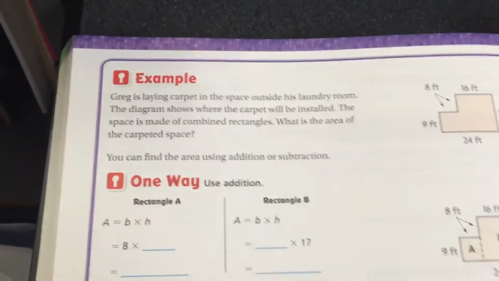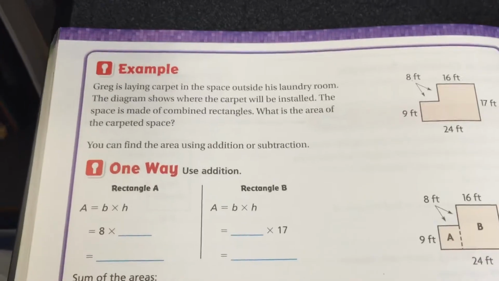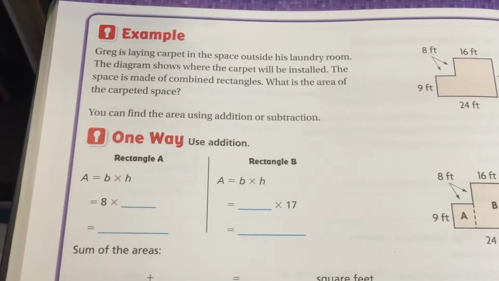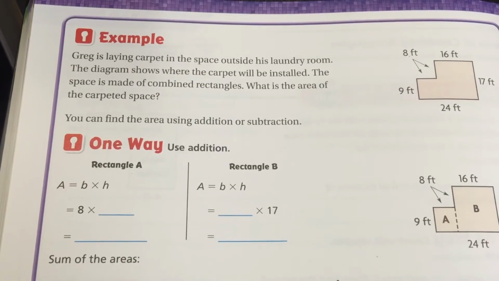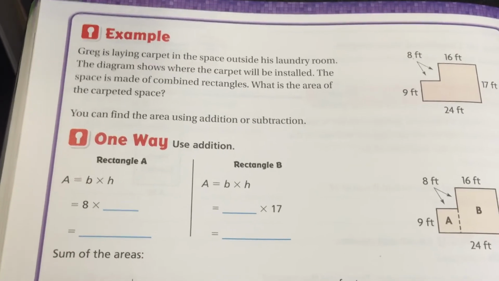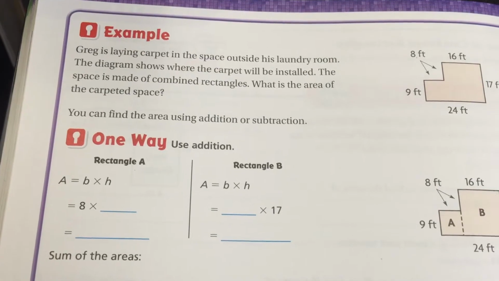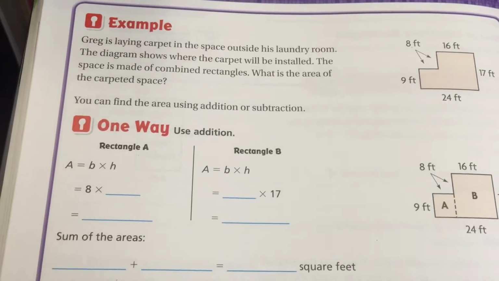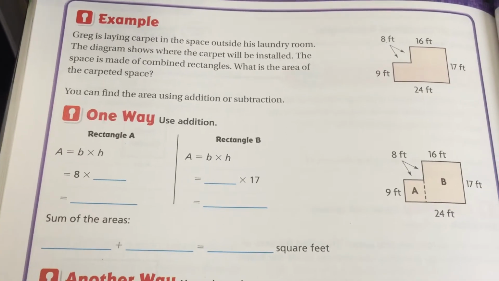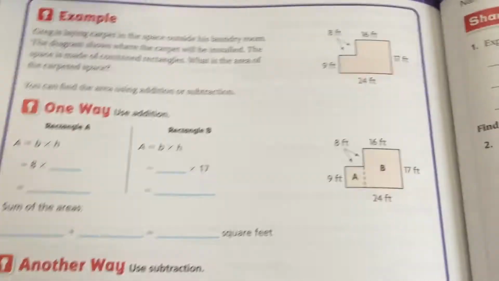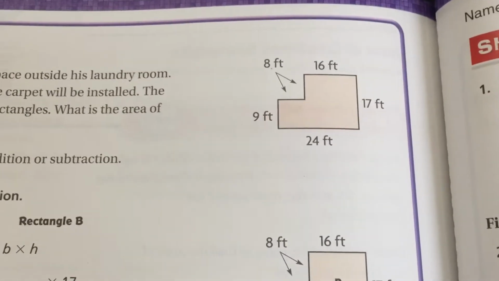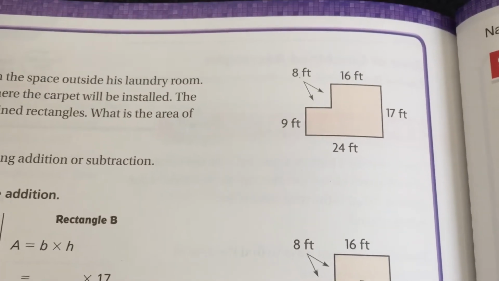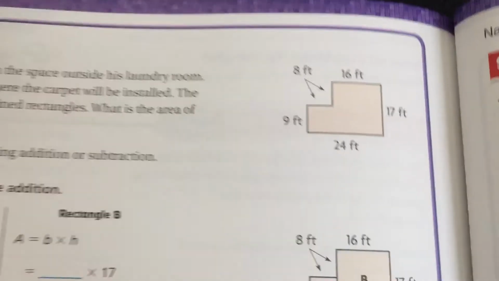So on page 730 now, it says Greg is laying carpet in the space outside his laundry room. The diagram shows where the carpet will be installed. The space is made up of combined rectangles. What is the area of the carpeted space? You can find the area using addition or subtraction, however you want to do it. What I like to do is when I look at one of these pictures, I try to divide it up into something that's a little easier to measure.